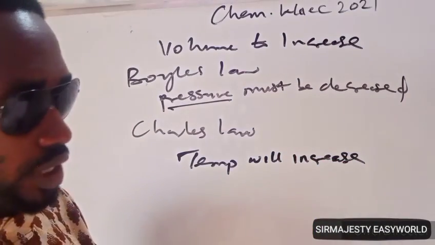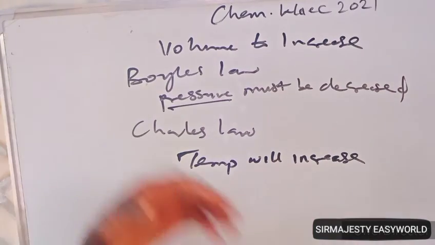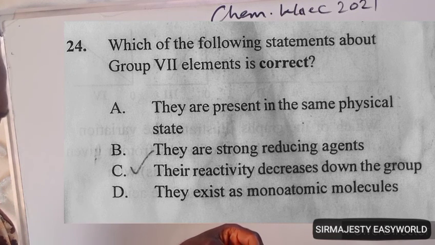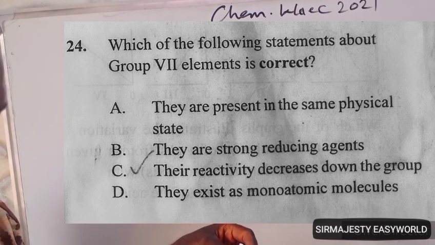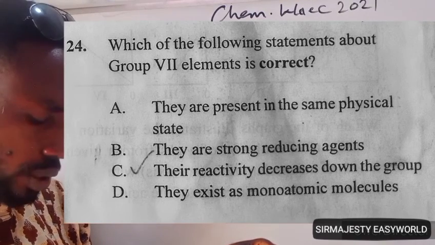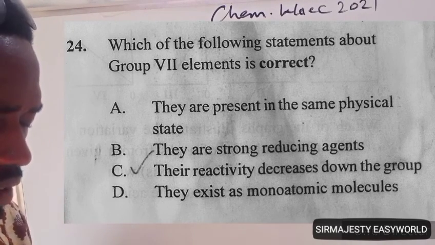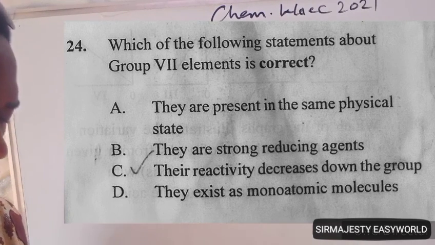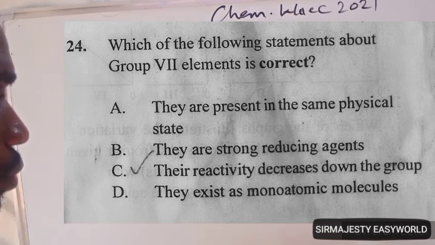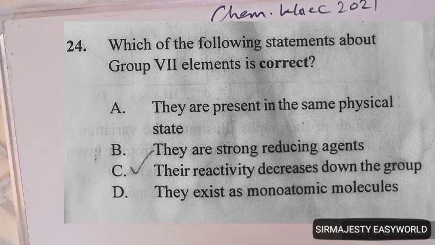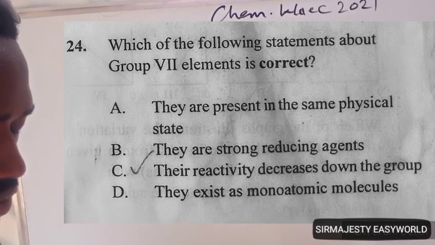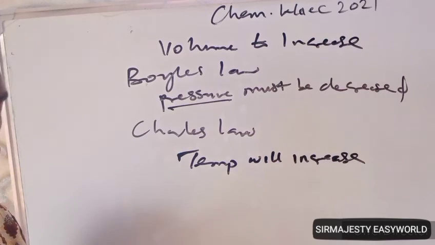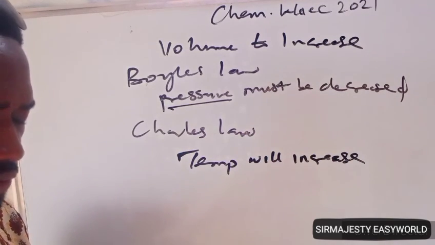Okay, then we move to the next question, number 24, which says: which of the following statements about group 7 elements is correct? They are present in the same physical state. No. At least the first 2, fluorine and chlorine, are gases at room temperature, while iodine is a volatile solid, bromine is a liquid, and astatine is of course a solid. So they are not present in the same physical state.